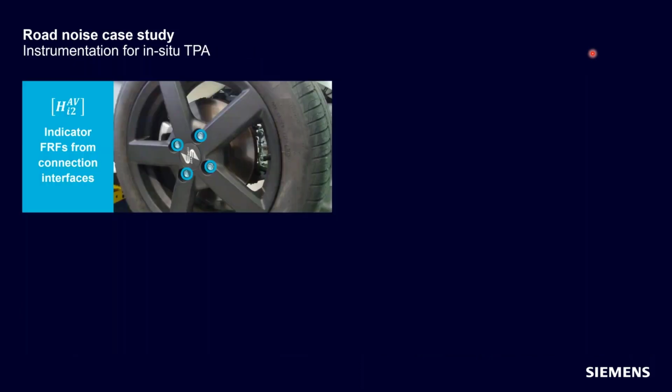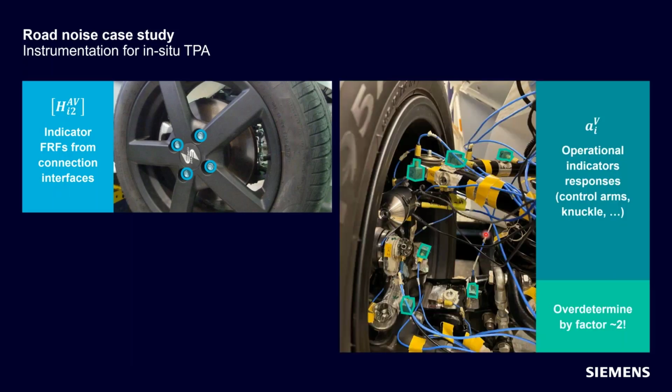How do we, in practice, then execute this in situ TPA? Well, the first thing that we need are these indicator transfer functions, and these go from the connection interfaces to the indicators, which are then instrumented on the receiver side. When it comes to the connection interfaces, again, the physical connection is going to be our wheel bolts that are connecting the wheel to the wheel hub. These are the physical connections from where the transfer functions will start.